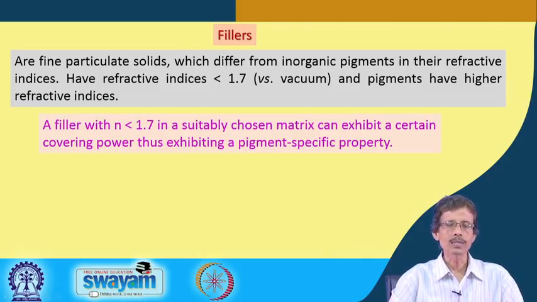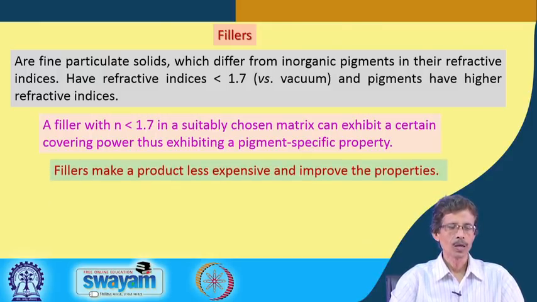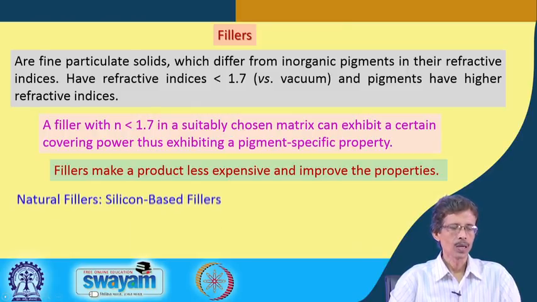So, we can use this as a filler material to fill some cracks and other open spaces, and after that we can use the pigments. Fillers also make the product less expensive and improve the properties of the texture available when we use those pigments. So, if we want to reduce the expenses of painting and surface improvement, we can use those fillers for that purpose.